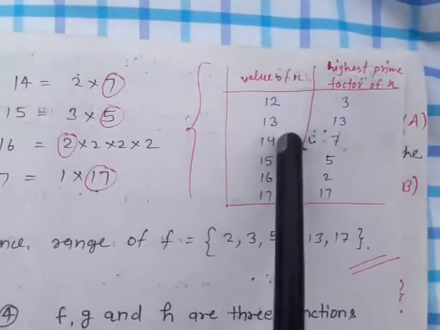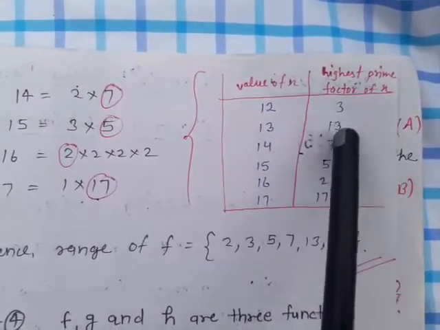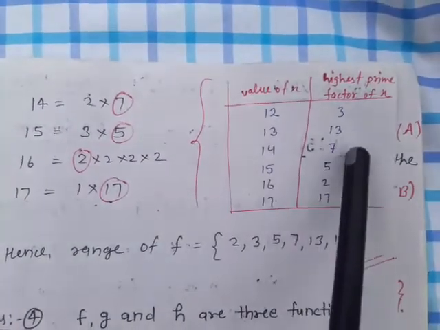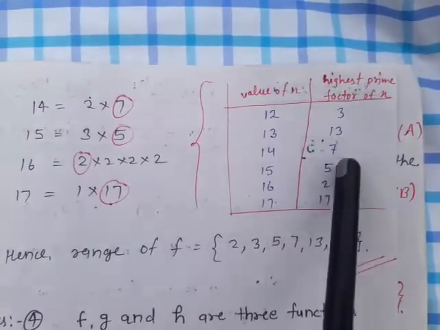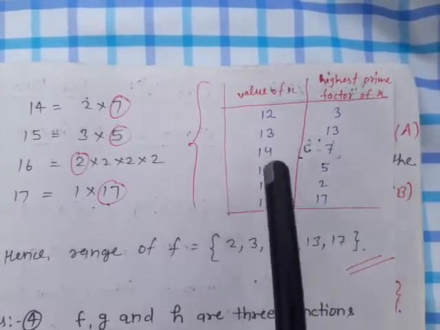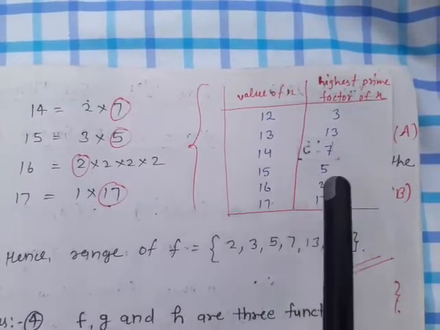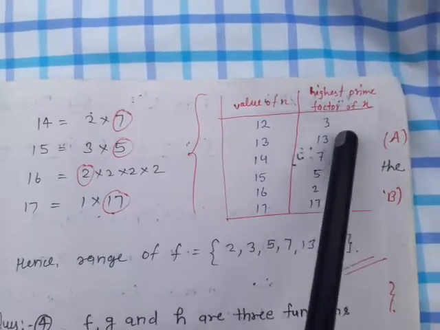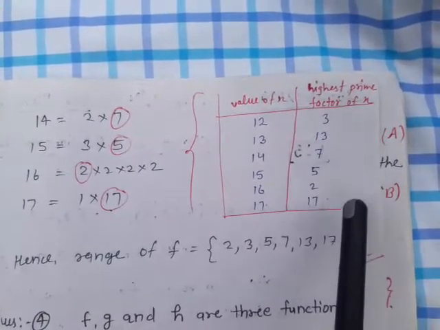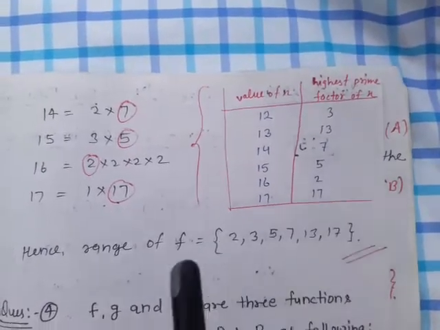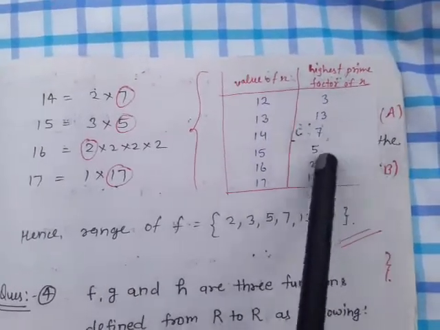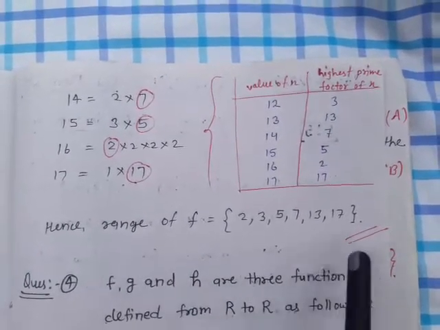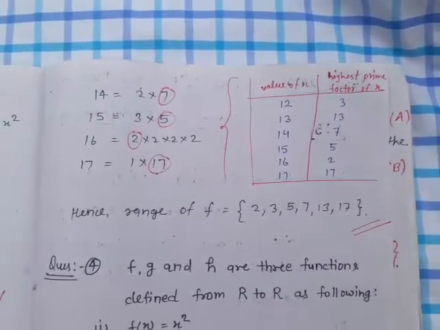That is, for 12 the highest factor is 3, for 13 the highest factor is 13, for 14 the highest factor is 7, for 15 the highest factor is 5, for 16 the highest factor is 2, and for 17 the highest factor is 17. So this is the highest factor of x, which is f(x). So the range of f is all these values: 2, 3, 5, 7, 13, 17. This is the format of solving this. Now we move to the next question.